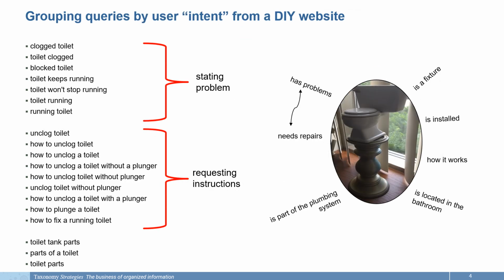This is an example of grouping queries by user intent from a do-it-yourself website. On this DIY website, a very common search term is toilet. But when we aggregate all the search strings which contain the term toilet together, we notice that there are several different intentions of those searches, including stating a problem, such as a clogged or running toilet, or seeking instructions on how to fix a problem, or maybe general information about how a toilet works, parts of a toilet, and so on. So you can see that there are a lot of contexts that we can learn from grouping and labeling queries based on similar search terms.